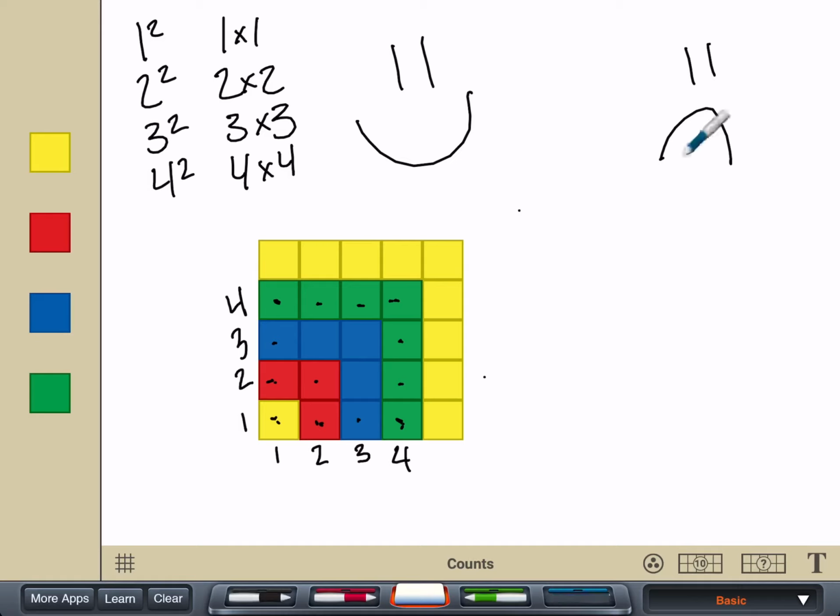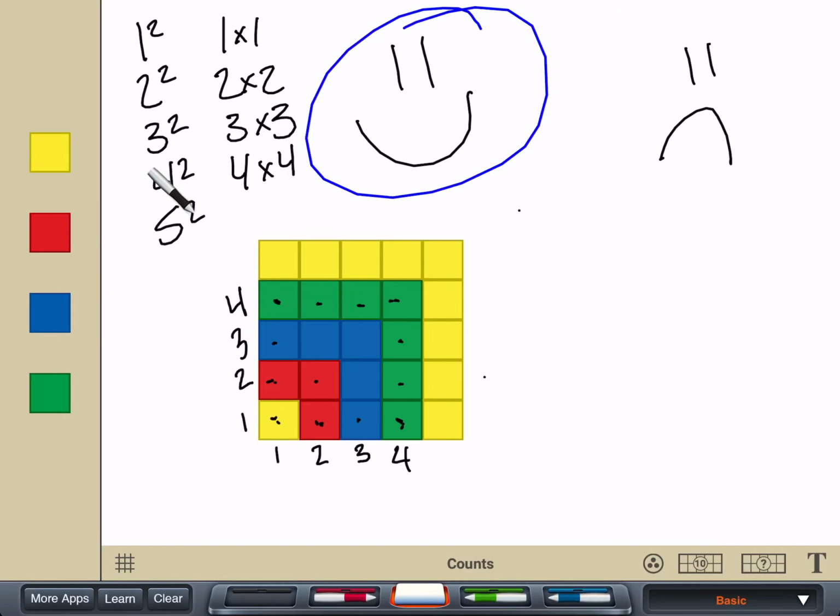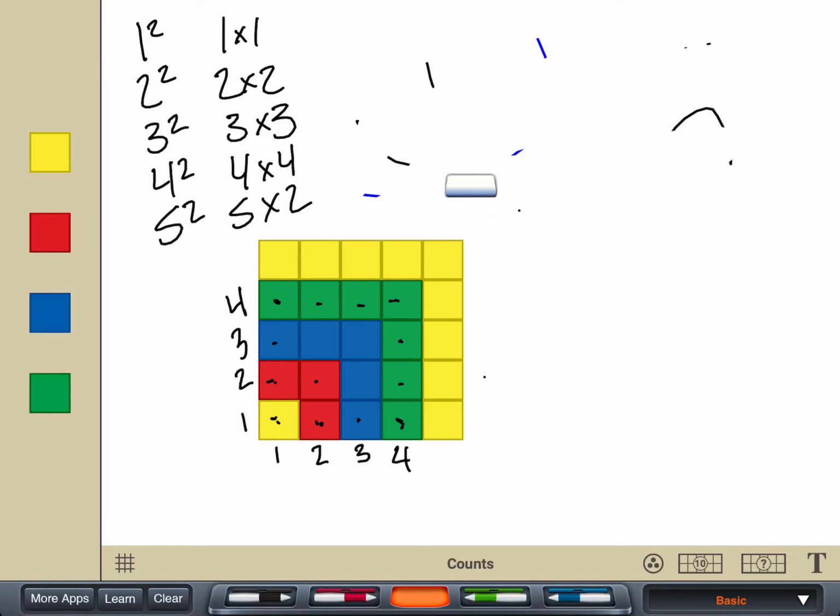Yes, it is a perfect square. So we added 5 squared, or 5 times 5. So let's count along the bottom. 1, 2, 3, 4, 5. And the side, 1, 2, 3, 4, 5. So 5 squared is another way to write 5 sets of 5.